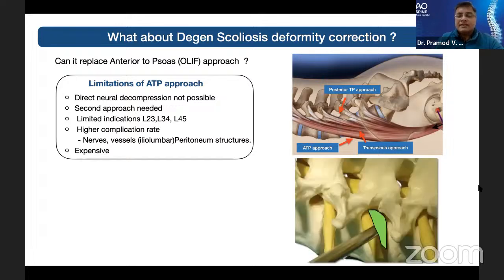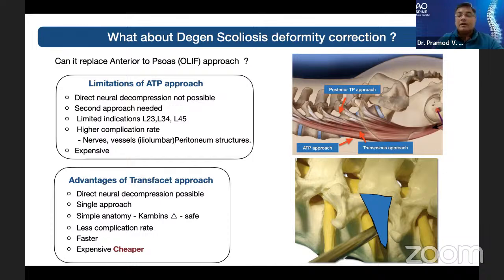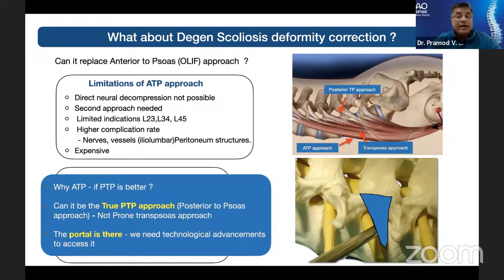Whereas if you look at this transfacet approach, you look at the size of the Kambin's triangle. Once you remove the facet, the size of Kambin's triangle becomes very, very big. So it is possible for us to insert larger size cages. So these are the advantages of the transfacet approach. A direct neural decompression is possible. It's a single approach. The anatomy is simple. Kambin's triangle is safe, devoid of all complicated neurovascular structures, and it is faster, and more importantly, it is cheaper.